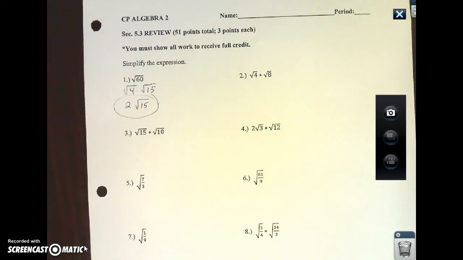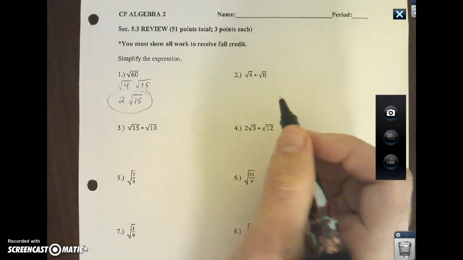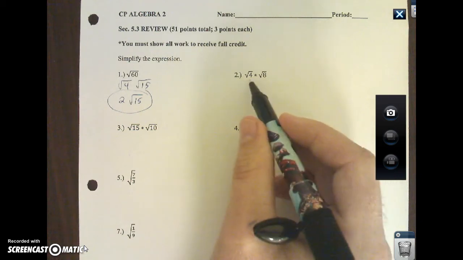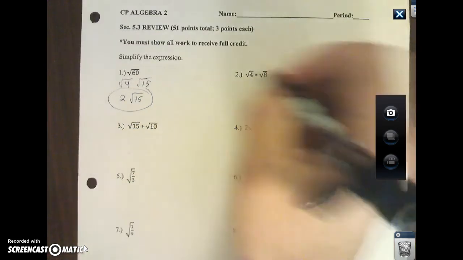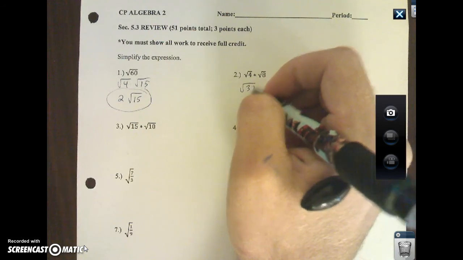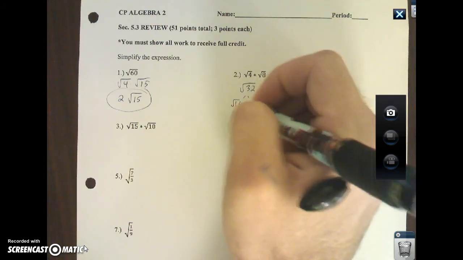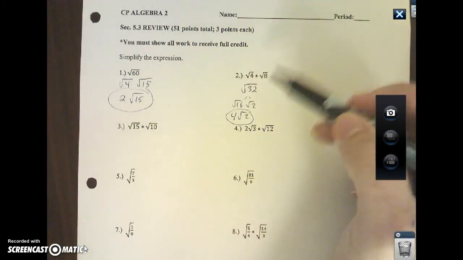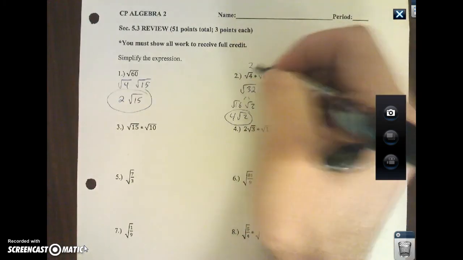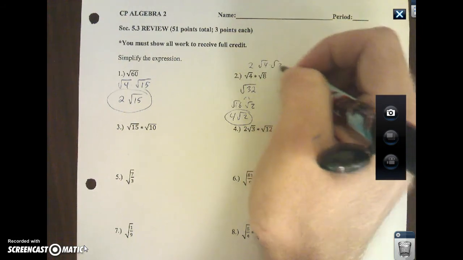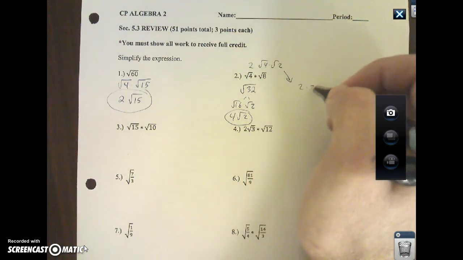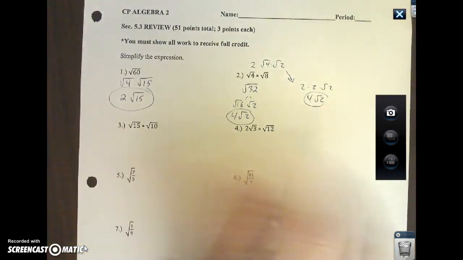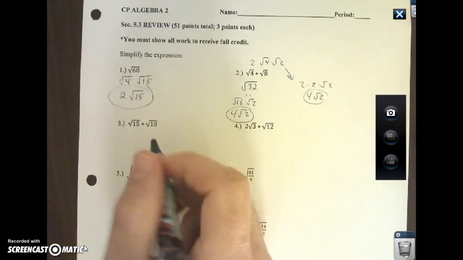Number 2, root 4 times root 8. You can do this a number of ways. They're both under the radical, so you can go ahead and multiply them together underneath it to get root 32. Then break this down to root 16 times root 2, for 4 root 2. If you noticed up here that square root of 4 is just 2, you could break it down this way as well. You get the same answer. Whatever works for you, whatever you prefer. You don't do both, just pick one and get good at it.